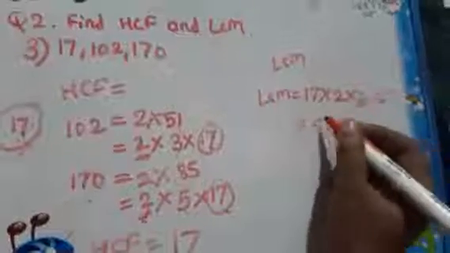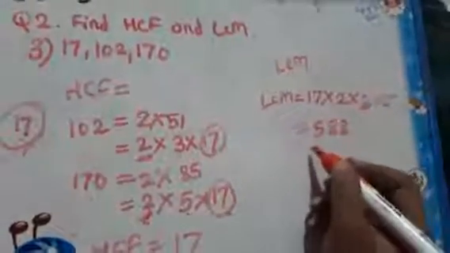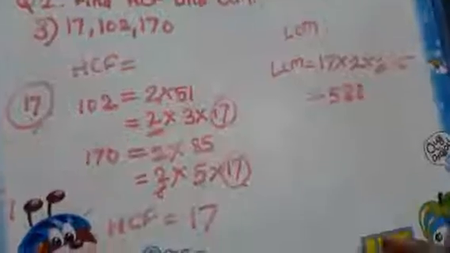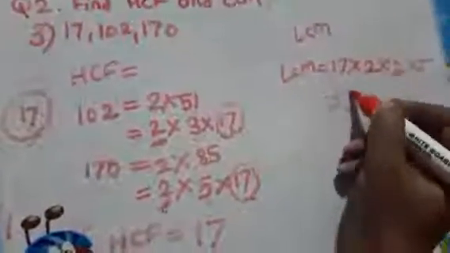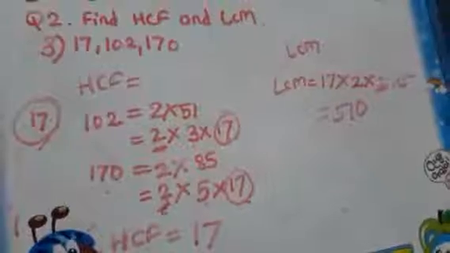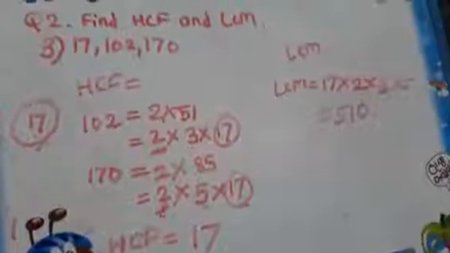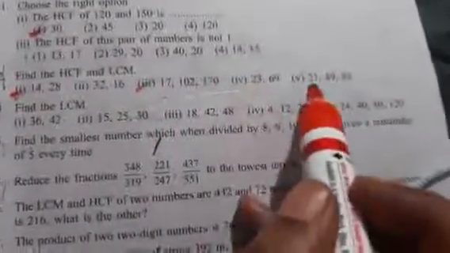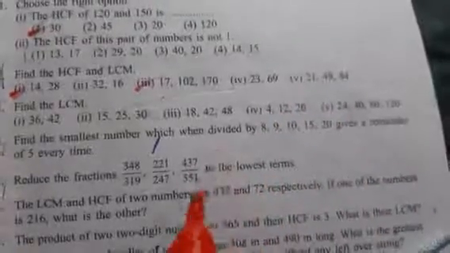588. So LCM of these numbers will be 588. This multiplication is 510, so LCM will be 510. So from question number 2, I have solved the first question and the third question. Second, fourth and fifth will be homework for you.